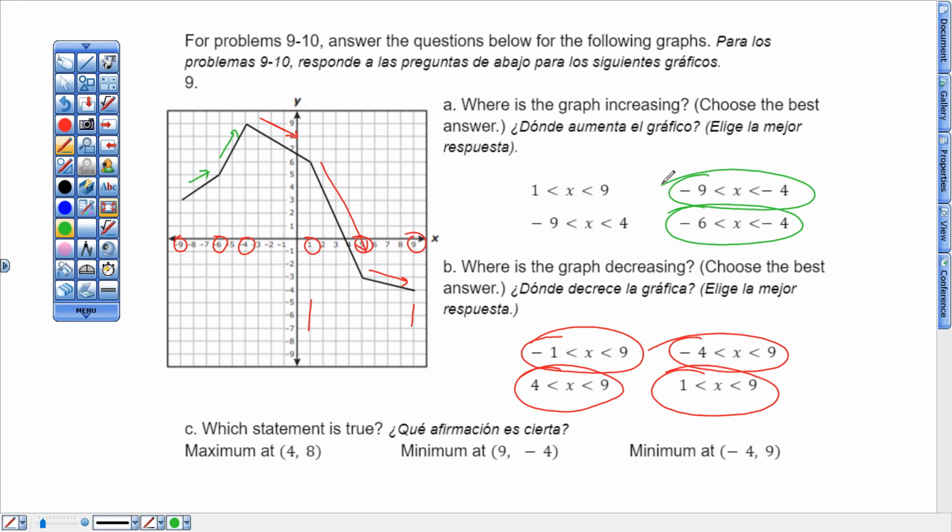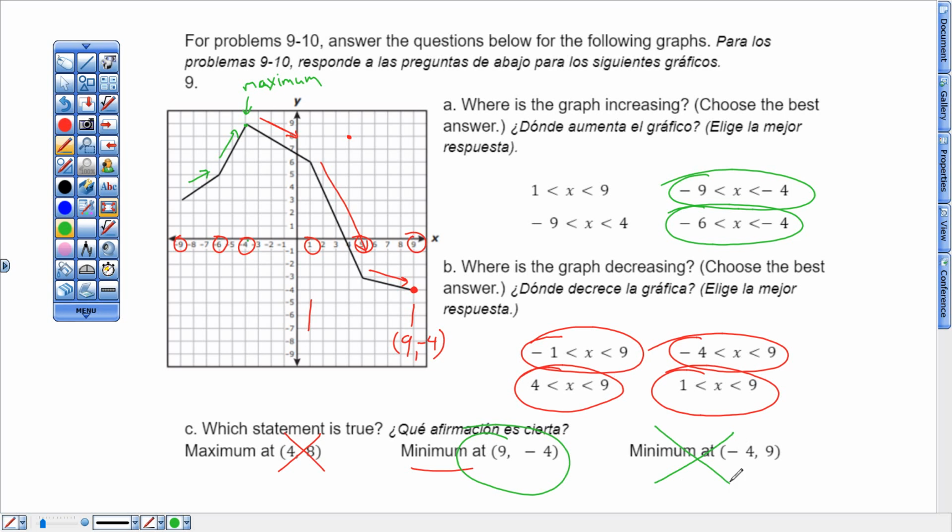Which statement is true? There's a maximum at 4.8. 4.8 is right here, so it's saying that's the highest point. This one's saying a minimum at 9, -4. Looks like that is a minimum coordinate. Looks like that one is good. All right, let's look at minimum -4, +9. That looks like that's the maximum, not the minimum. Since that says minimum, that's not correct.